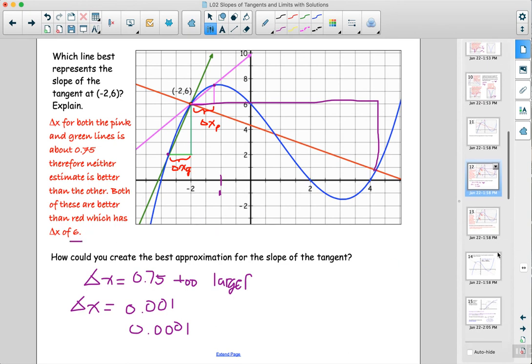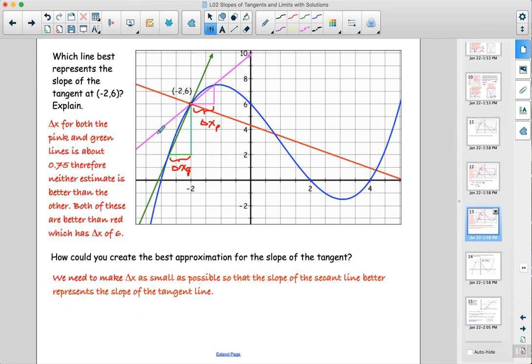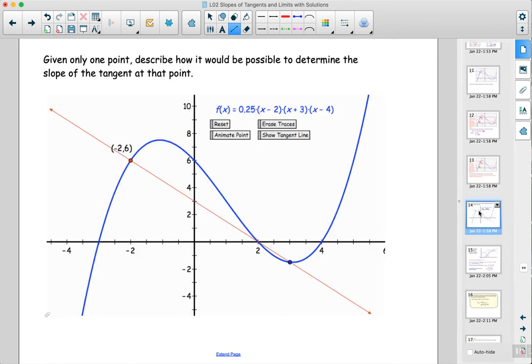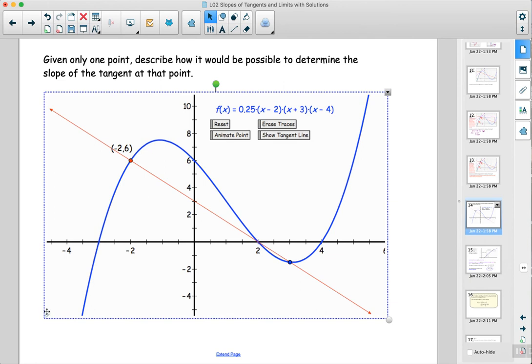How could you create a better approximation for the slope of the tangent? As I mentioned before, you've got to make delta x as small as possible. Those delta x's are too big, so maybe we'd want to put the other point right there, and maybe draw our line, so maybe I better get a line drawing tool, something like that. That would give us a better approximation for the slope of the tangent. All right, given only one point, describe how it would be possible to determine the slope of the tangent at that point. How are we going to do it?